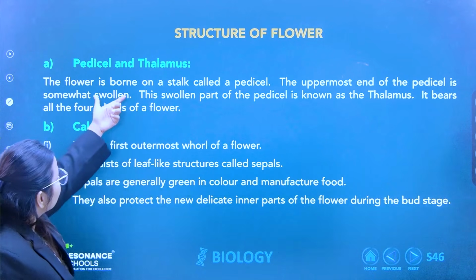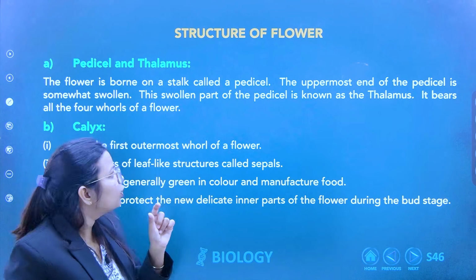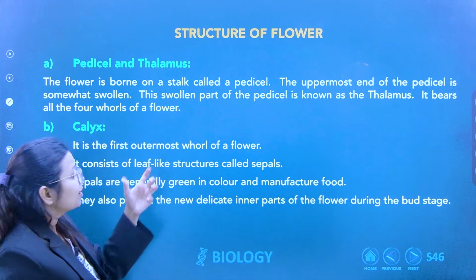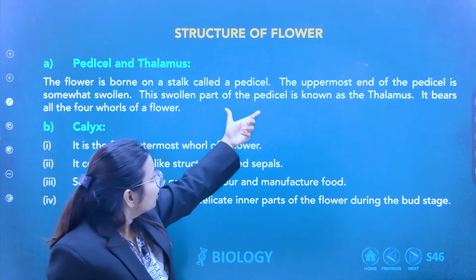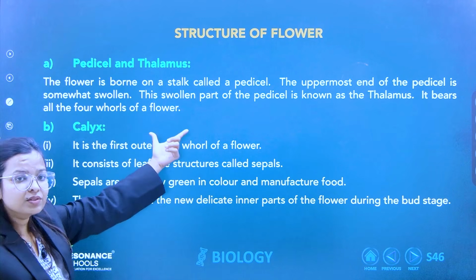The flower is borne on a stalk called a pedicel. The uppermost end of the pedicel is somewhat swollen or bulges. The swollen part of the pedicel is known as thalamus. It bears all the four whorls of a flower.